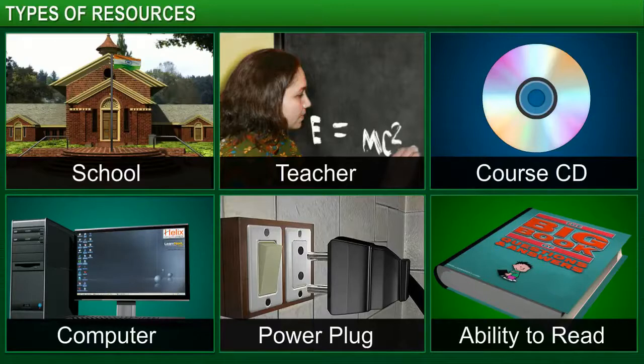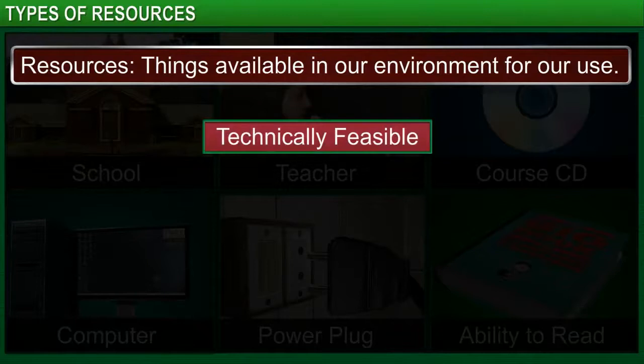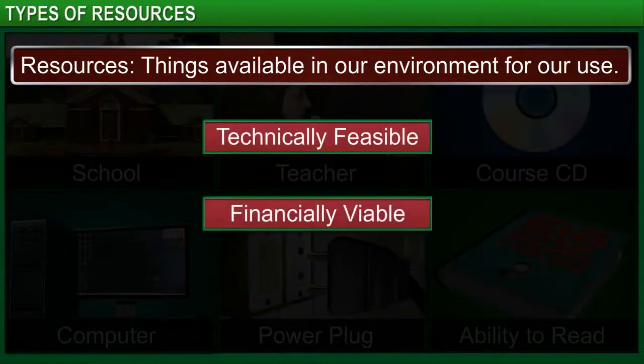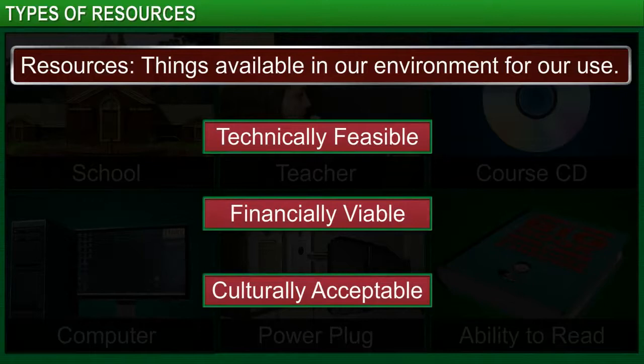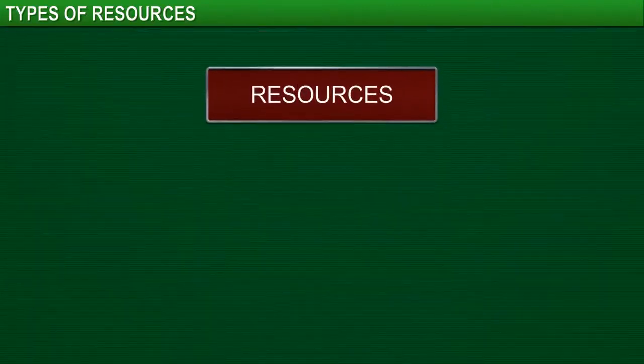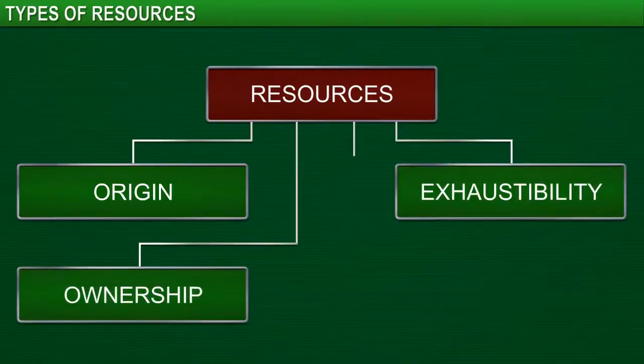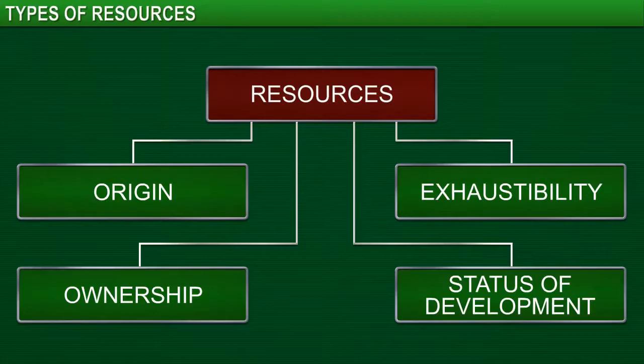All these are examples of things that you use to satisfy your need for learning. The things available in our environment that can be used to satisfy our needs are called resources, provided they are technically feasible, financially viable, and culturally acceptable. Resources can be classified based on their origin, exhaustibility, ownership, and status of development.